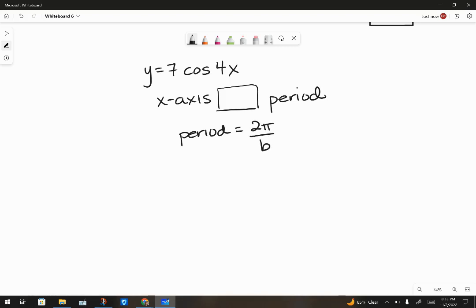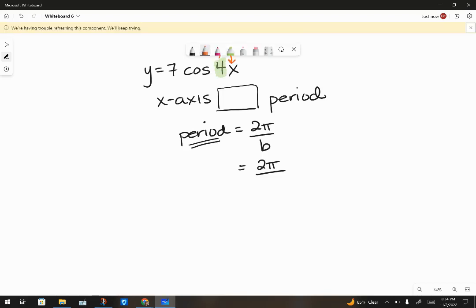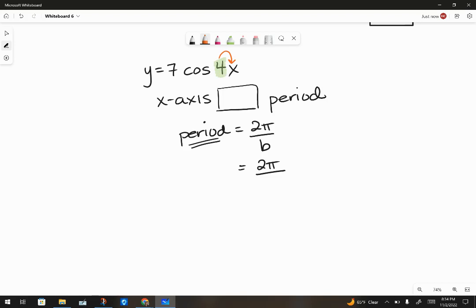And I am looking for the period, okay? This is what I'm looking for, period. So I'm going to take my 2 pi, and I need to divide it by whatever my b value is. So 2 pi divided by my b. Now remember, my b value is always the number that is directly in front of the x, okay? My b value is always the number directly in front of my x.